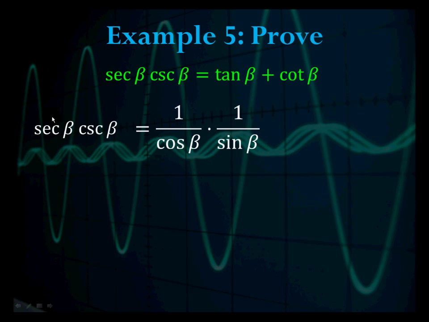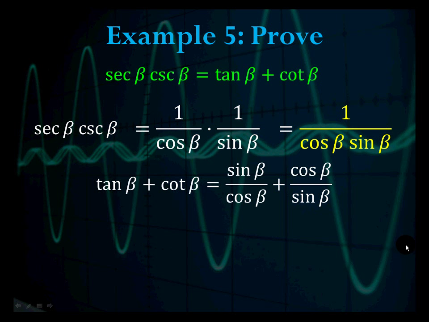Alright, let's start with the left side. The left side, secant beta cosecant beta, I converted to 1 over cosine times 1 over sine by using the reciprocal identities. Combining that together, you get 1 over cosine beta sine beta. Alright, I'm going to leave that one alone. Now, if I can get this side to equal this, I have proven the identity.